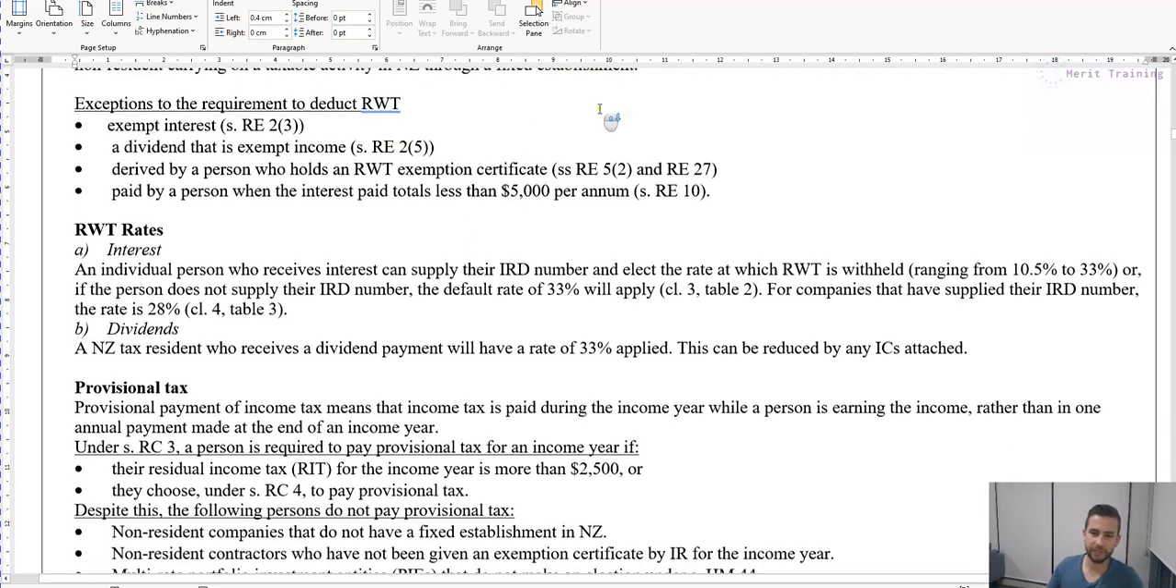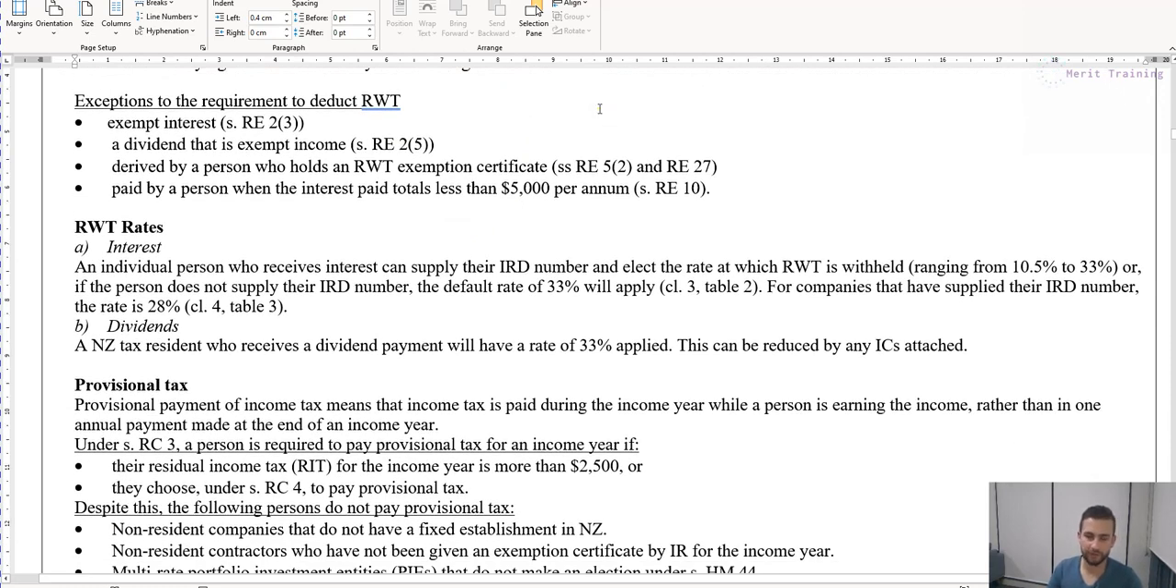So how much does the government actually withhold for passive income, whether it's interest or dividends? Well, it depends. For an individual, it depends if they've supplied their IRD number, in which case they can elect the rate, and this is for interest by the way. The rate they can elect is between 10.5% and 33%, basically dependent on how much tax they're expected to pay at the end of the year. But if they don't supply their IRD number, the default rate of 33% will apply, which you'll notice is the highest marginal tax rate for an individual.